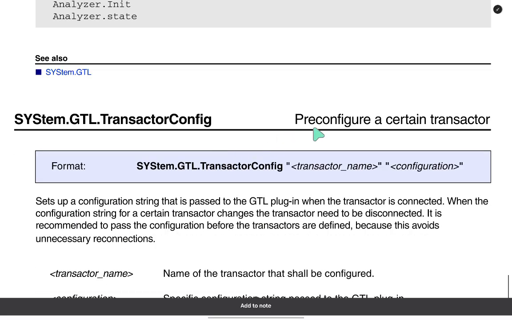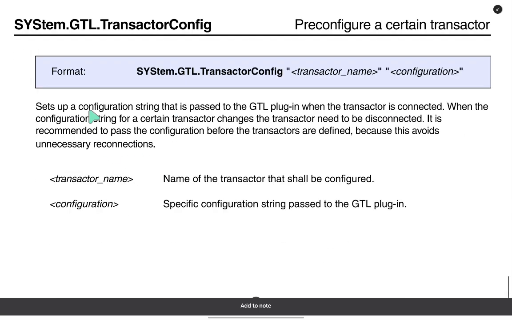sys.gtl.trajectory config. Pre-configure a certain trajectory. Set up the configuration string that is passed to the GTL plugin when the trajectory is connected. When the configuration string for a certain trajectory changes, the trajectory needs to be disconnected. It is recommended to pass the configuration before the trajectories are defined, because this avoids unnecessary reconnections. Trajectory: name of the trajectory that shall be configured.